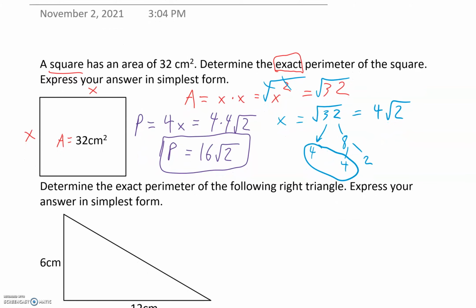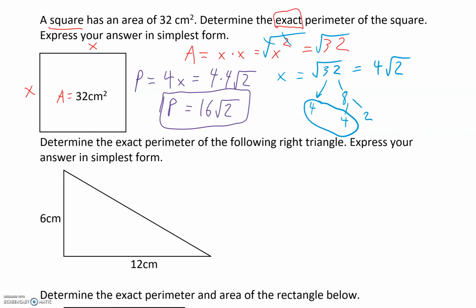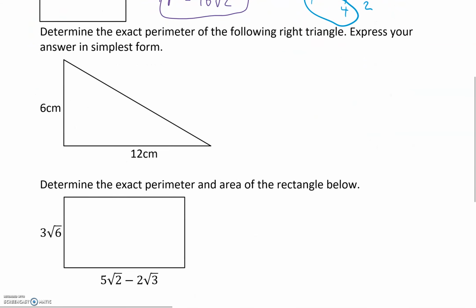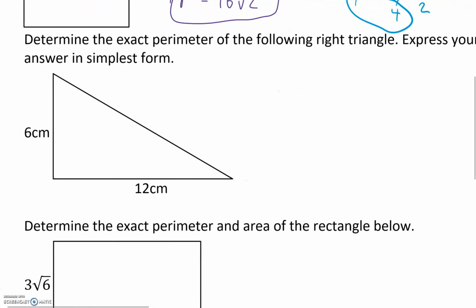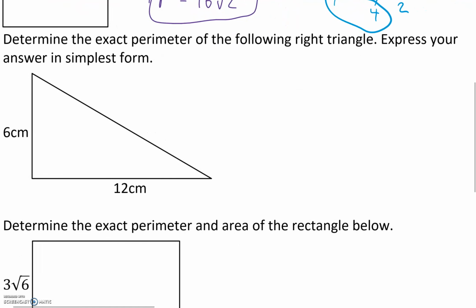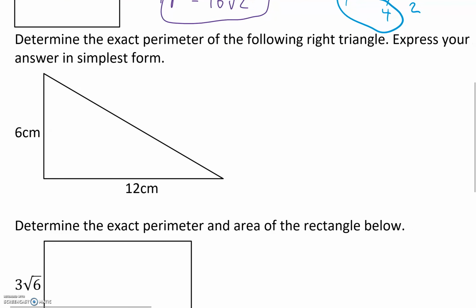All right, so that is a simple question. Let's take a look at two more complicated questions, and they're going to be a little bit more challenging, especially with the radical work that we're going to have to do. But let's take a look. Determine the exact perimeter of the following right triangle.